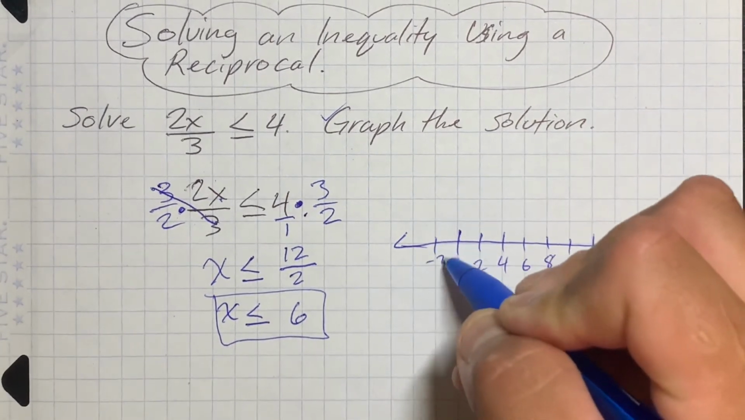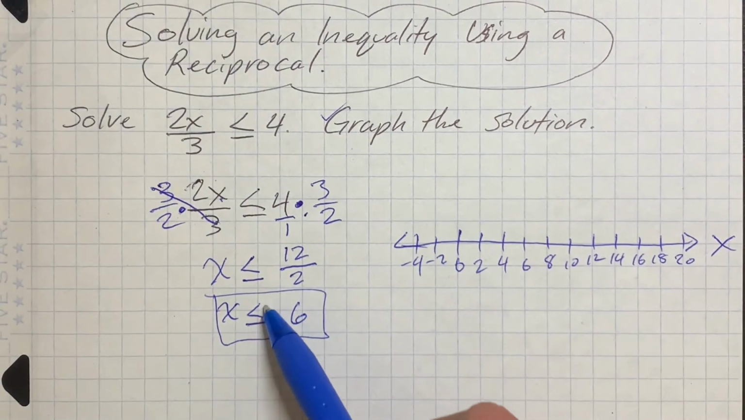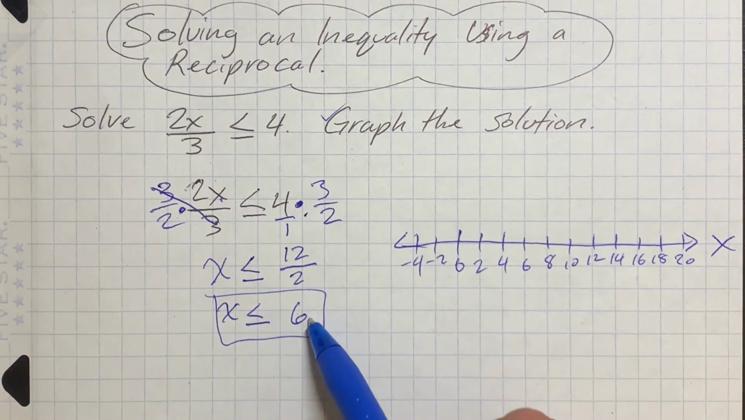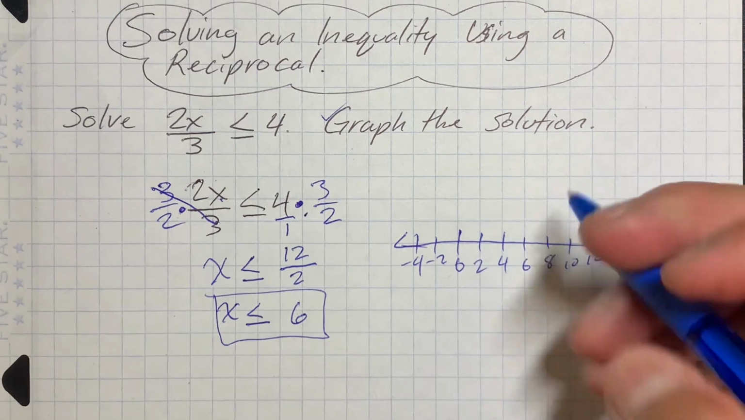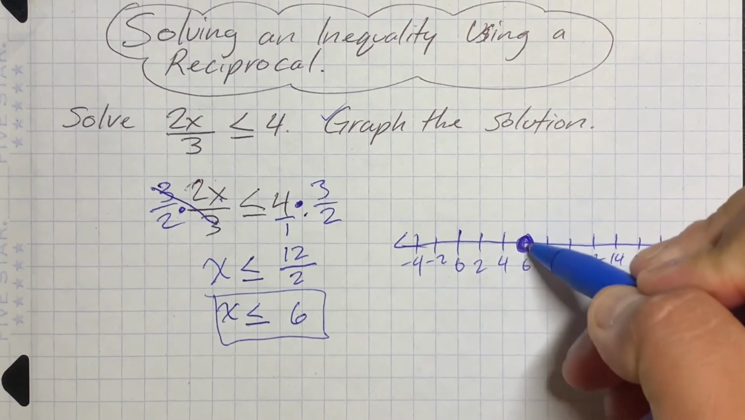And then opposites, negative 2, negative 4, so on and so forth. Now, notice that this is a less than or equal to sign. So that means that it's going to be a closed circle. Let's locate 6 on a number line. Positive 6 here. And it's going to be a closed circle because it's less than or equal to.